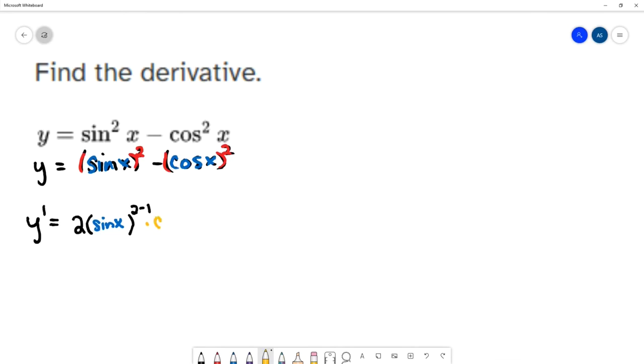The derivative of sine is cosine. Now we'll do the same thing for the next term. The outside function is the power, so I'll use the power rule, bring that power down, take one away from the power. We want to leave the inside alone and chain by multiplying by the derivative of the inside. The derivative of cosine is negative sine.